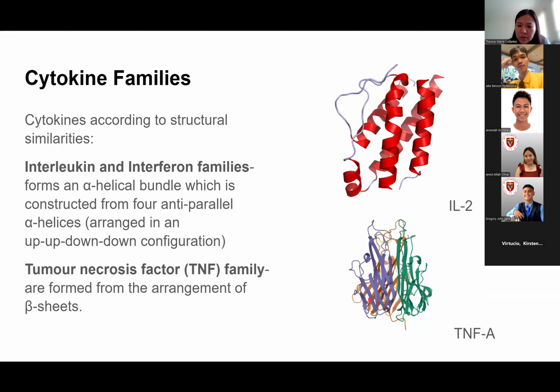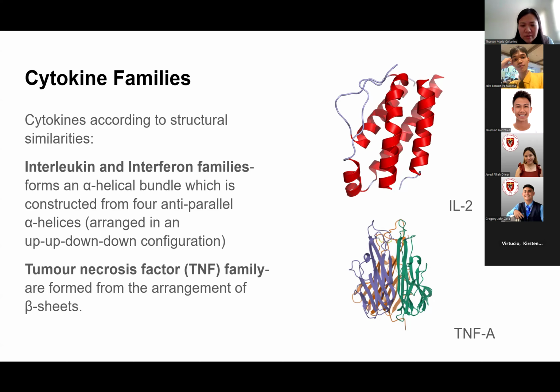So here we see the configuration of the protein. We have these sheets. These are called beta sheets. And this is the main structure of the TNF alpha. So that is the main difference, okay? And that's generally how we group them. So it's based on the structure. So that's the gist of it, no?